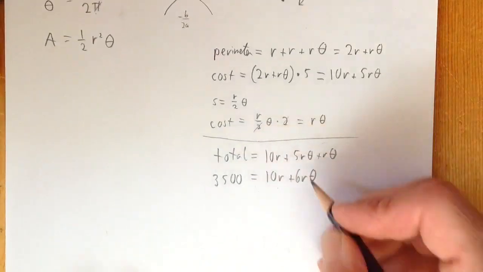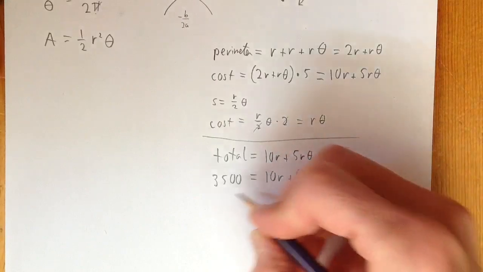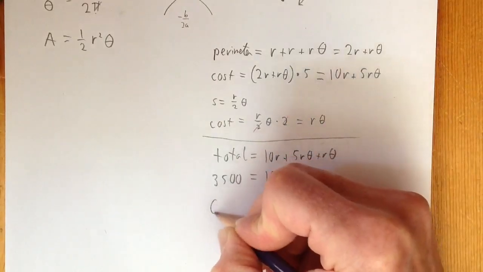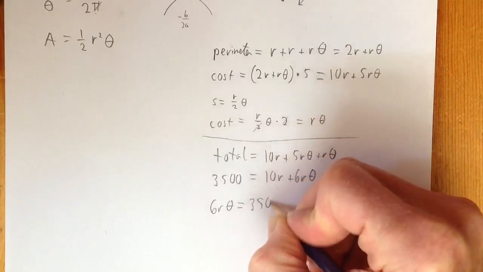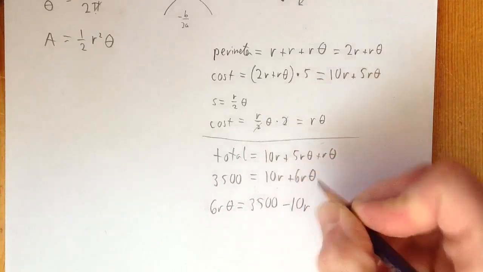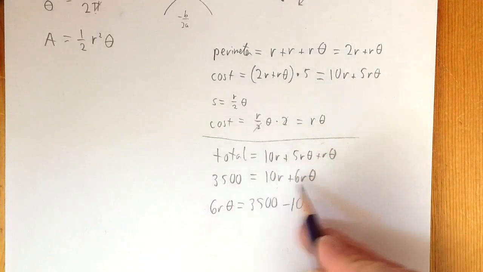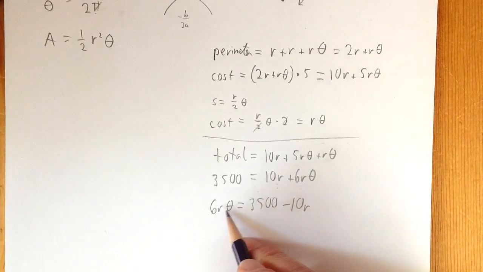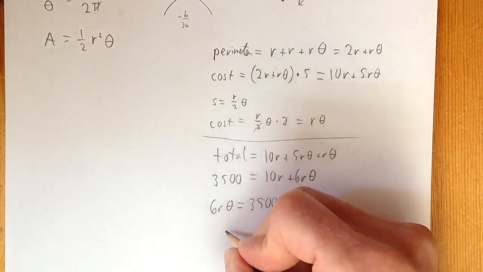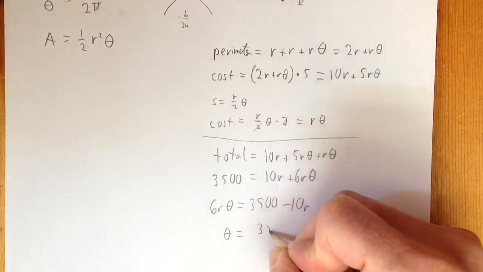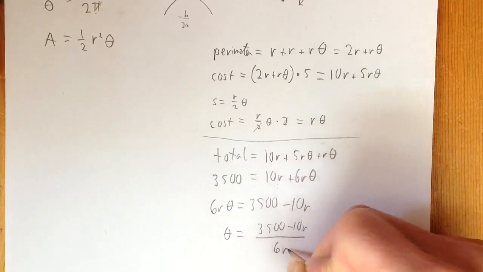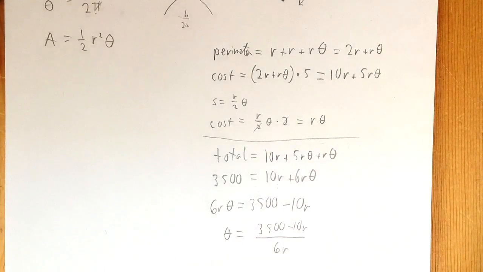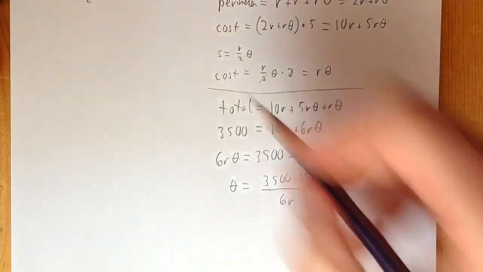So let's do that. Solving for theta here, let's put this on this side: 6r theta is equal to 3,500 minus 10r. Put the 10r over here, and then just write it with the theta first. Then divide everything by 6r. Theta is (3,500 minus 10r) divided by 6r. That's kind of complicated, it's looking kind of messy here. Hopefully it's not so bad.